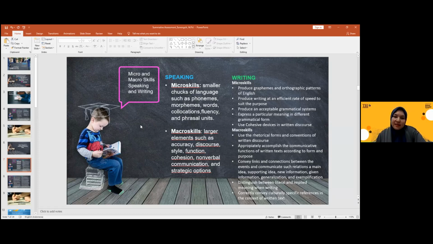And then micro skills are larger elements such as accuracy. Ms. Tamara said that accuracy refers to saying something correctly and using grammar as the basic standard. And then discourse, Ms. Tamara also talked about this discourse previously, and then the style. The style here is like gestures, manner, eye contact, body language. And then the function of what you are talking about, and then the cohesion. Ms. Tamara also discussed that in the previous activity. And then nonverbal communication and strategic option. So that's in the speaking.